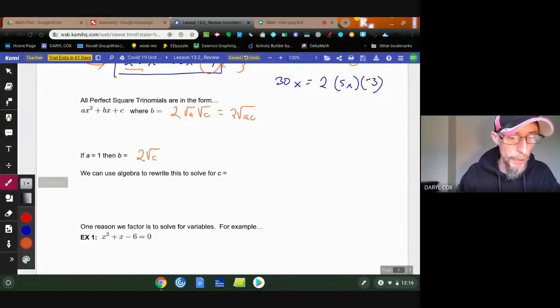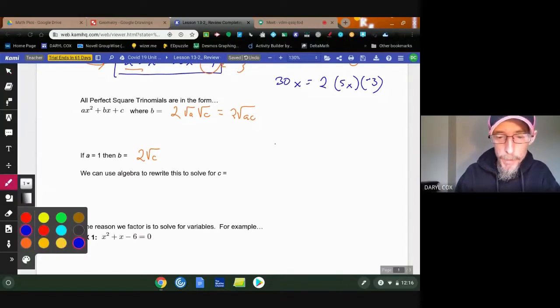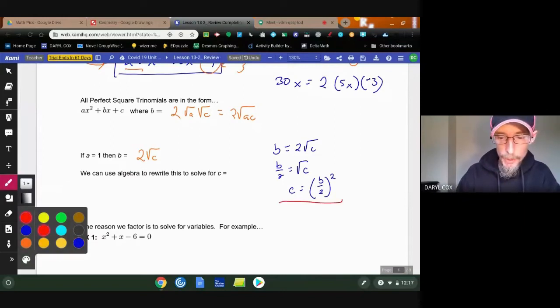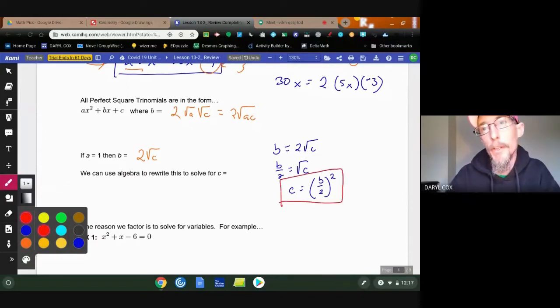So let's do a little algebra, a little solving. If B equals 2 square root of C, then if I divide both sides by 2, I get that. And then if I square both sides, I get that term there. And this is what we're going to be using to help us create perfect square trinomials.